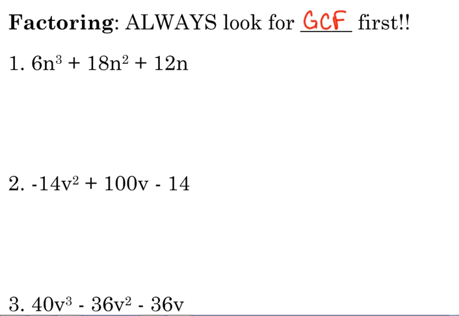So in that very first example there, number one, you have 6n cubed plus 18n squared plus 12n. What do all three of those terms have in common? 6 and n. Okay, so when we factor out a 6n from each term, we are left with n squared plus 3n plus 2.